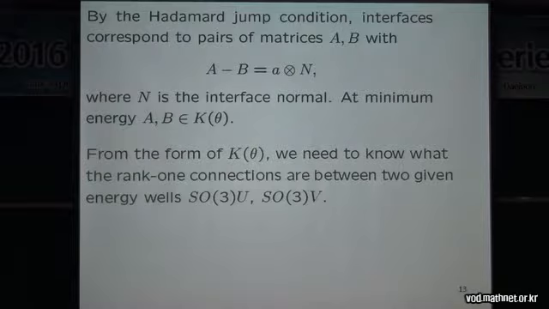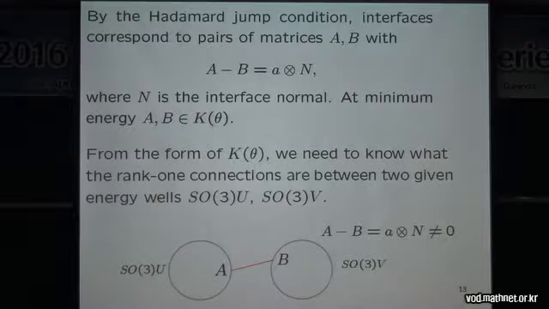So I'm going to draw SO3 times something by a circle. Of course, it's not that at all, but it's just to illustrate things. And the straight lines will represent rank one connections. So what we want is, here's SO3U, here's SO3V. We want to find a matrix A on SO3U and a matrix B on SO3V such that its difference is a matrix a tensor n. So when can you do that? When can you do this?